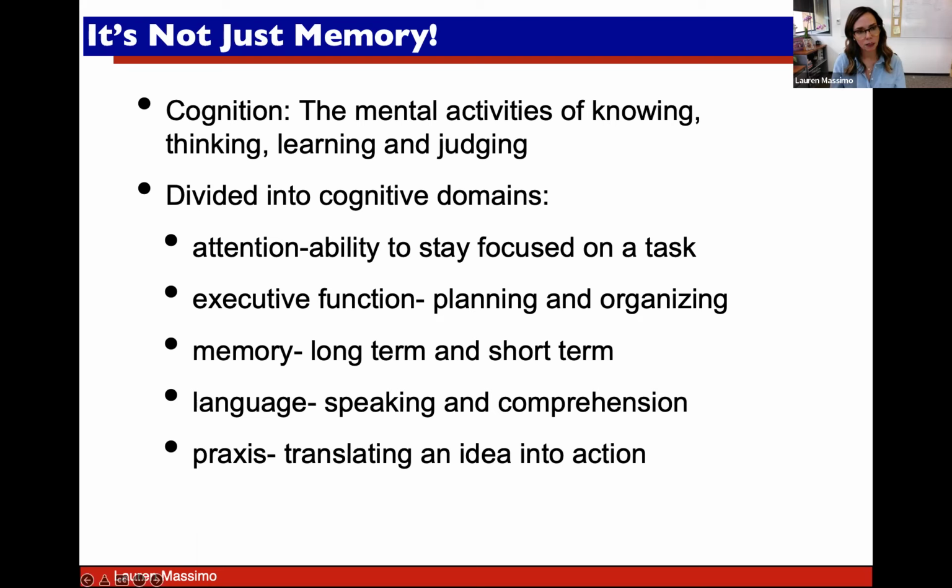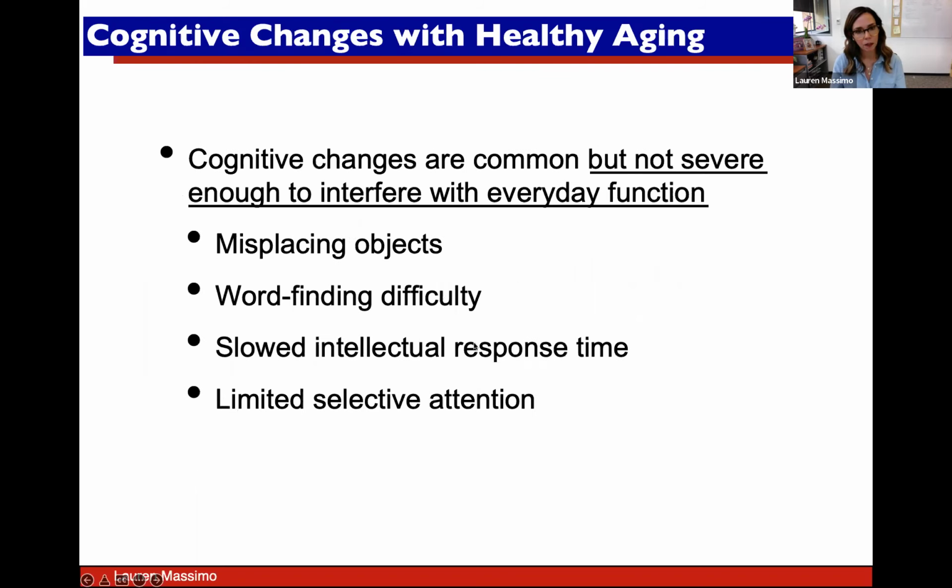So these are the cognitive domains that we're going to talk about, and talk about how we evaluate these cognitive domains. With aging, there can be mild changes in memory and the rate of information processing, but these are not progressive. They generally don't get worse over time. And importantly, they do not affect daily functioning, right? So they're common, but they're not severe enough to interfere with everyday functioning.